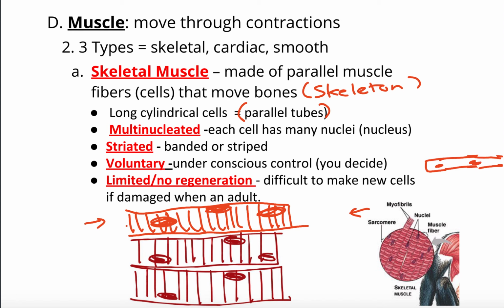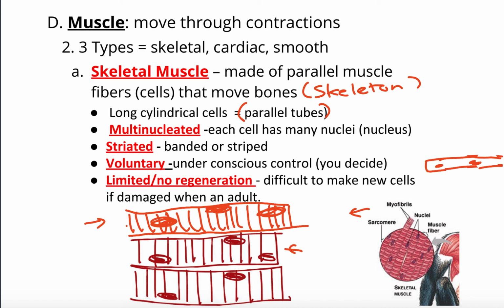Okay? They're striated. Those stripes are bands of fibers that allow motion. And this is the only one of the 3 muscle types we're going to cover that's voluntary, meaning you can consciously control it. You can make a decision to move it. The other 2 muscle types you can't consciously decide to move.